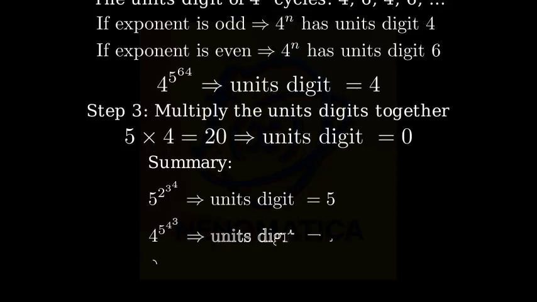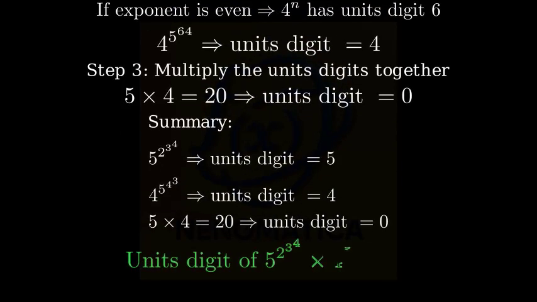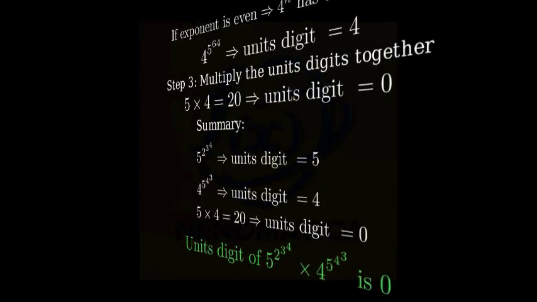To summarize, we found that the first term, 5 raised to 2 raised to 3 to the fourth, has a units digit of 5. The second term, 4 raised to 5 raised to 4 to the third, has a units digit of 4. When we multiply these, we get 20, so the units digit of our original expression is 0. Therefore, the units digit of the given expression is 0.